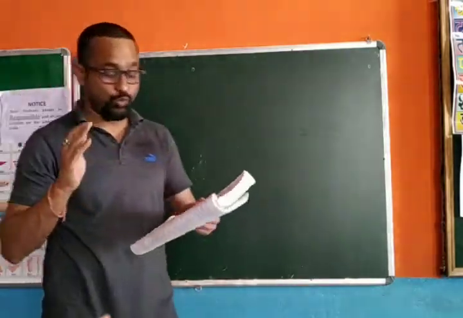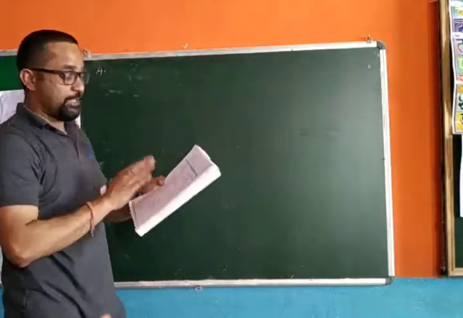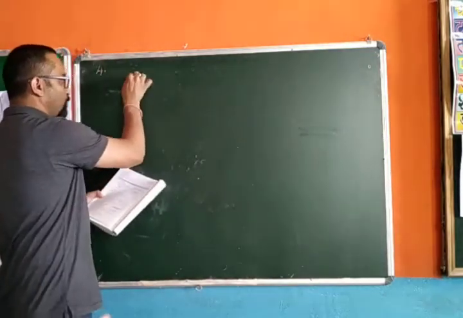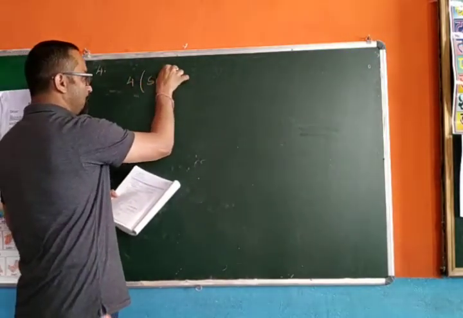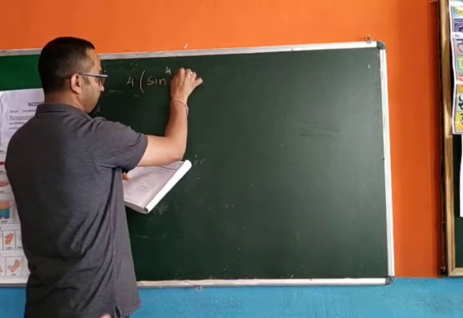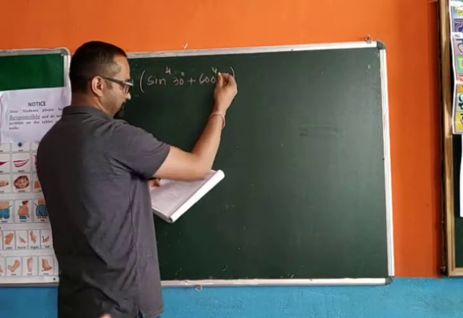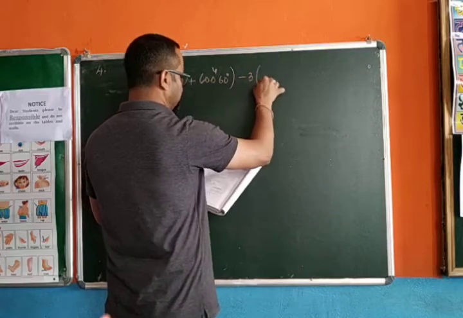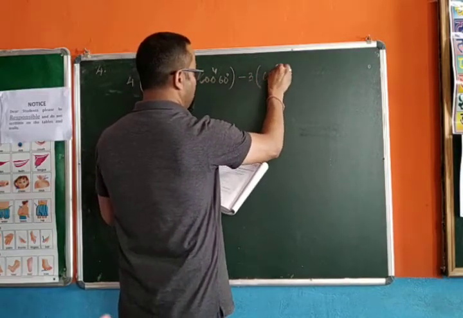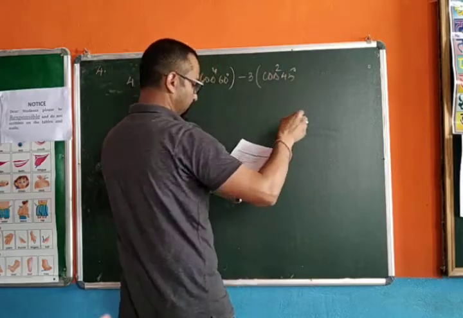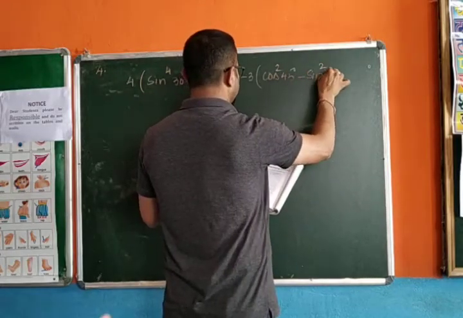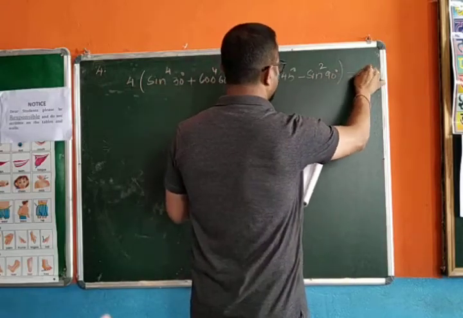Now look at this question number 4. It says that prove it. So I'm not doing question number 1. I'll be doing question number 4 part 2. Question says that prove it for sine to the power of 4 30 degree plus cos to the power of 4 60 degree minus 3 cos square 45 degree minus sine square 90 degree is equal to 2.